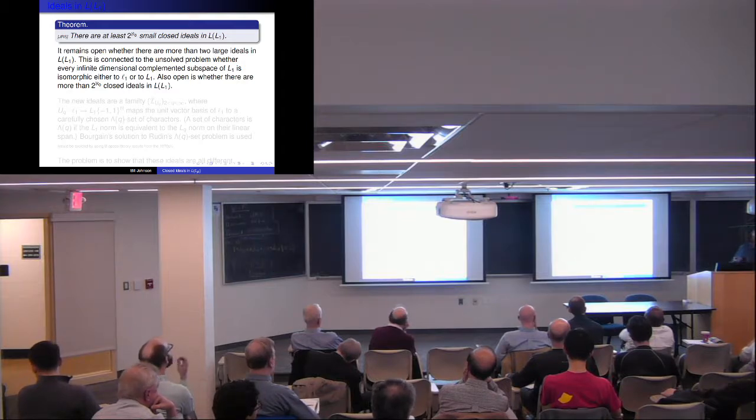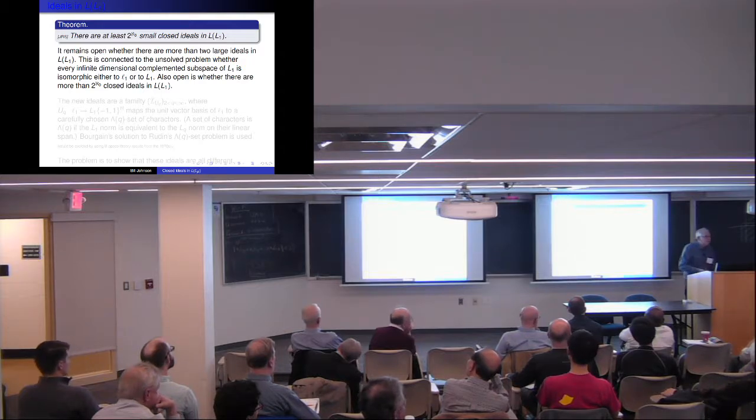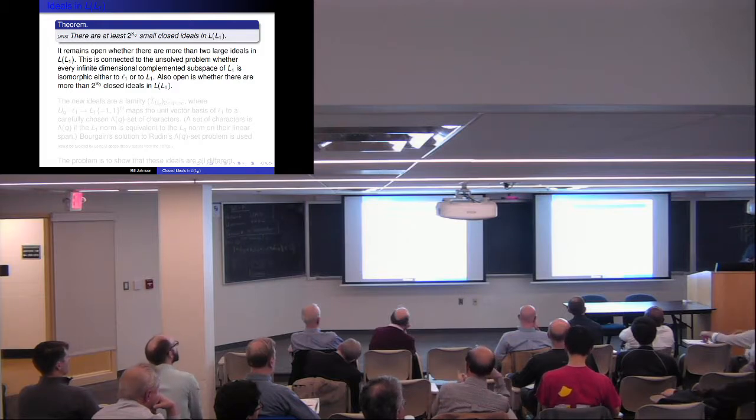And how do we build large ideals? We take a complemented subspace and look at all the operators that factor through that complemented subspace. So until we have more complemented subspaces, we don't know how to build large ideals. But of course, there may be many, many different ways of building large ideals that we haven't discovered. We just don't know how to do it.